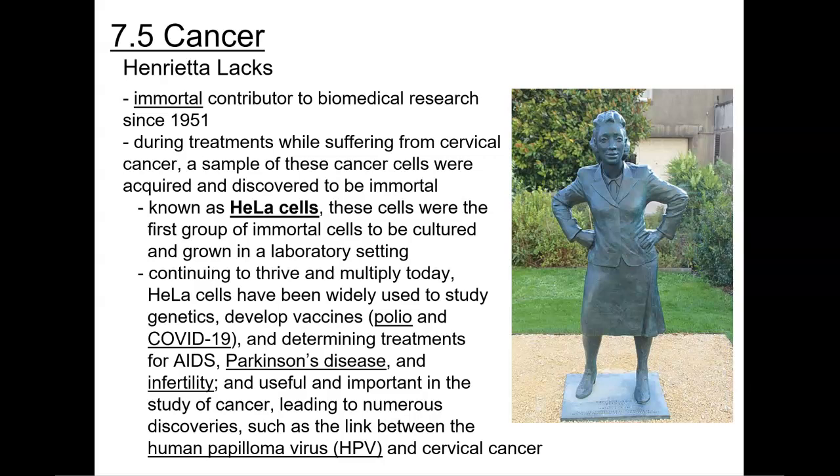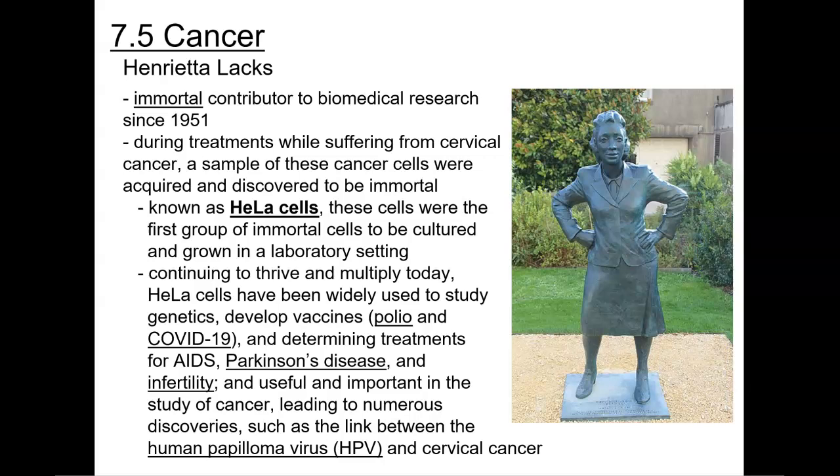Going into cancer research, we're going to have a very important woman. Her name is Henrietta Lacks. She is what we know as the immortal contributor to biochemical research in the 1950s. And so 1951 to be exact, she goes in during treatments. She's suffering from cervical cancer. They're going to take a sample of her cervical cells that have this cancer, and they're going to find out that these cells are immortal.